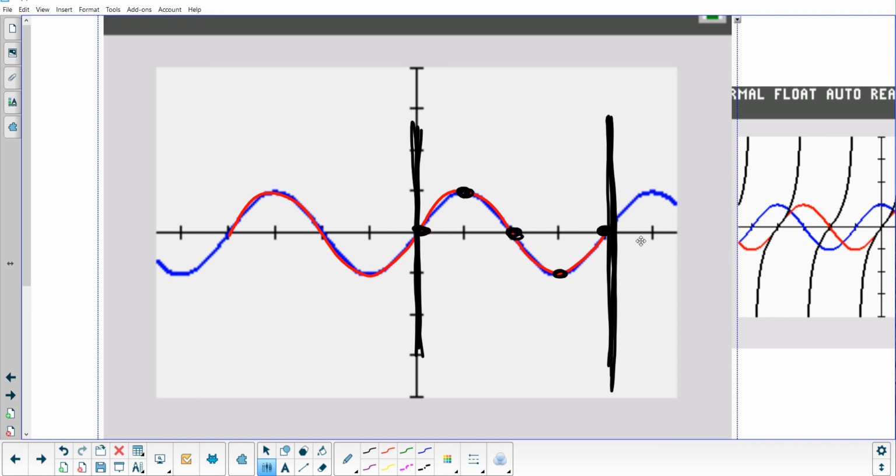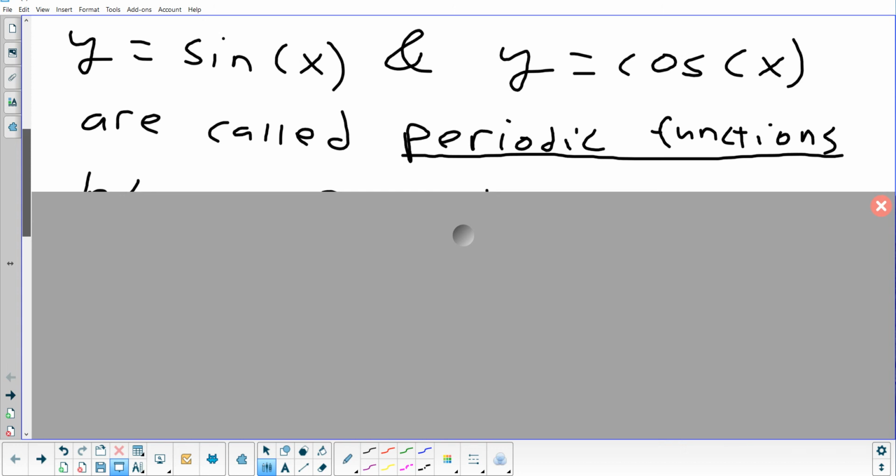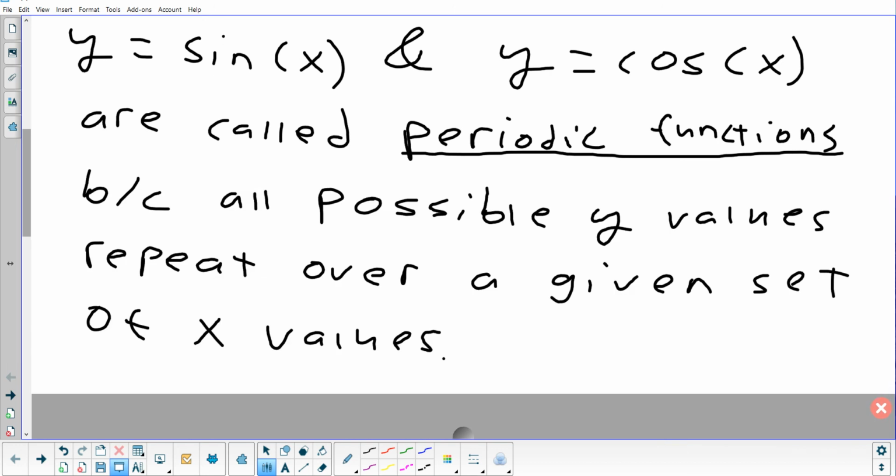And if you look at these points, this one is at 0. This one, and I'm talking about the y value, this one's at 1, 0, -1, 0, 1, 0, -1, 0, 1, 0, -1, 0. You're going to keep seeing that 1, 0, -1, 0 pattern repeating over and over. And that's what makes this function periodic. The y values repeat over and over. I think that's what I have right here. So yeah, the y values repeat.